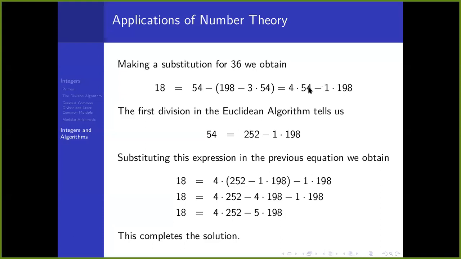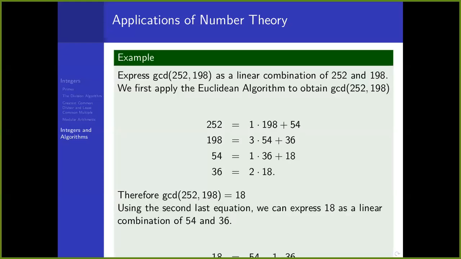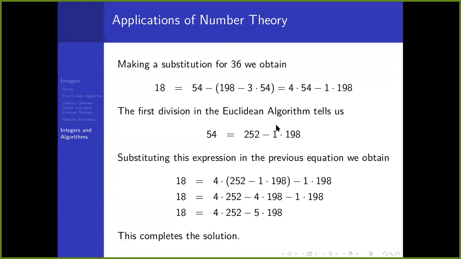Again, the aim was to write 18 as a linear combination of 252 and 198. So now I already have 198. I don't need 54. I have to find a way of writing 54 in terms of 252 and 198. So we'll go back one step. If I look at the first line, I can write 54 as 252 minus 1 times 198. So I make that substitution for 54.